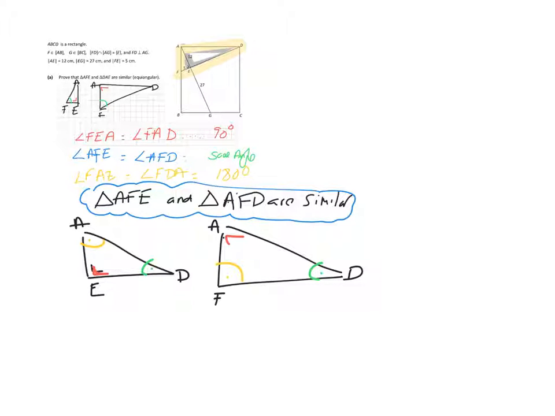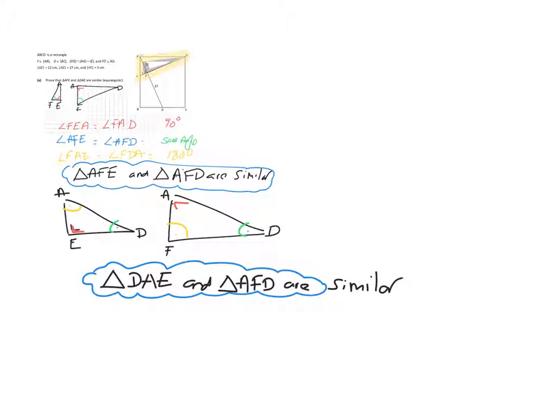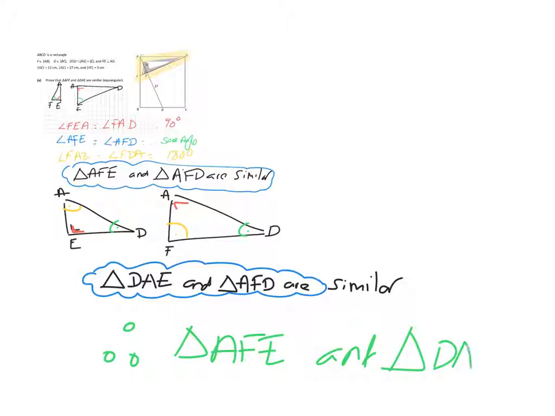So if I'm to write all that down, and you write that down very similar to the way I've done it up here, you would then come to the conclusion that triangle DAE, this triangle, and the bigger triangle here are similar. And so now that we've proved that this triangle is similar to the big triangle, and this triangle is similar to the big triangle, we can actually conclude that this triangle is similar to this triangle. In maths, we use our three dots symbol for therefore: triangle AFE and triangle DAE are similar.